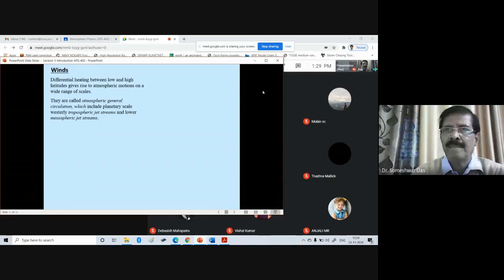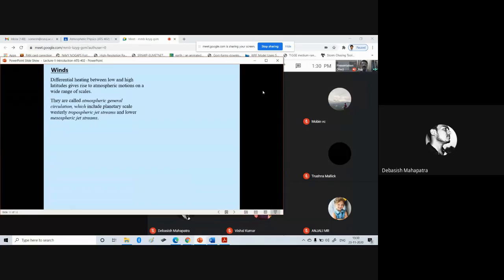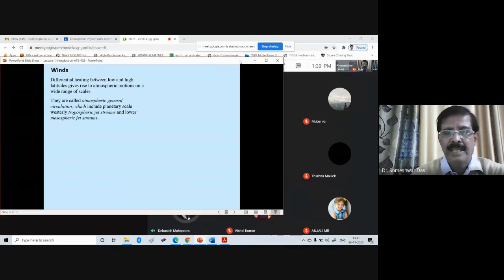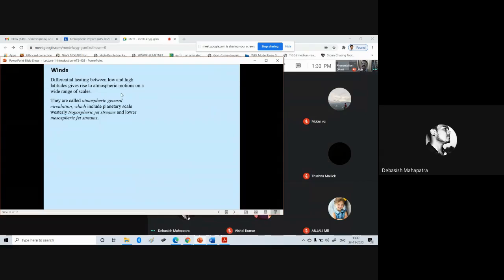We have got the Hadley cell. That is a cell which occurs in the tropics because of the strong rising motion, because of strong heating in the tropics. Then we have got the Ferrel cell, and then the polar cell. We have got the so-called horse latitudes, the subtropical high, the polar low, the polar high, the subtropical low, and so on. Doldrums and ITCZ.